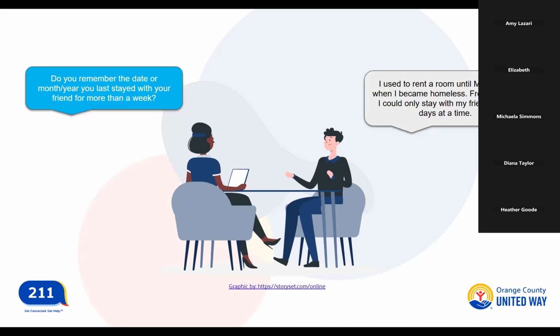Gandalf, do you remember the date or month and year you last stayed with your friend for more than a week? Gandalf replies, "I used to rent a room until May of 2020, when I became homeless. From then on, I could only stay with my friend for 2 or 3 days at a time." From the information Gandalf has provided, we know that they did not have a break in their current single episode of homelessness that started on May 14th, 2020.